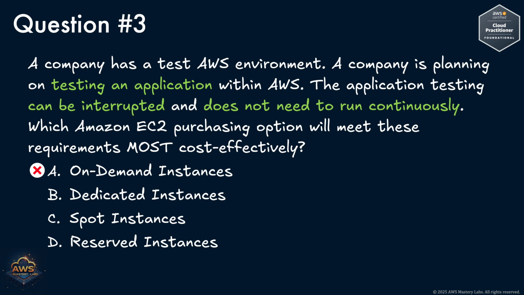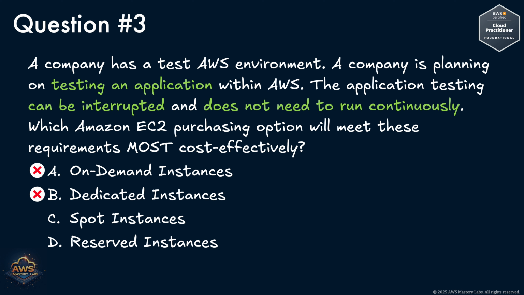Option A, on-demand instances. These are the most flexible EC2 instances. You pay by the second or the hour with no long-term commitments. They're perfect for unpredictable or short-term workloads where you need capacity instantly, like testing. However, while they're convenient, they're not the most cost-effective when compared to other purchasing options. If the app can be interrupted, there's a cheaper option out there. Incorrect, flexible, but not the lowest cost for interruptible workloads.